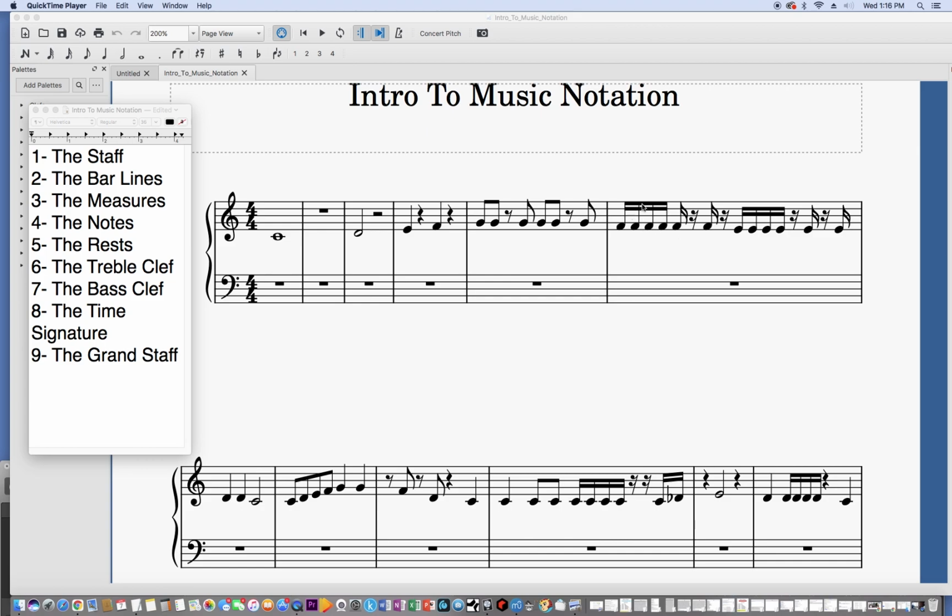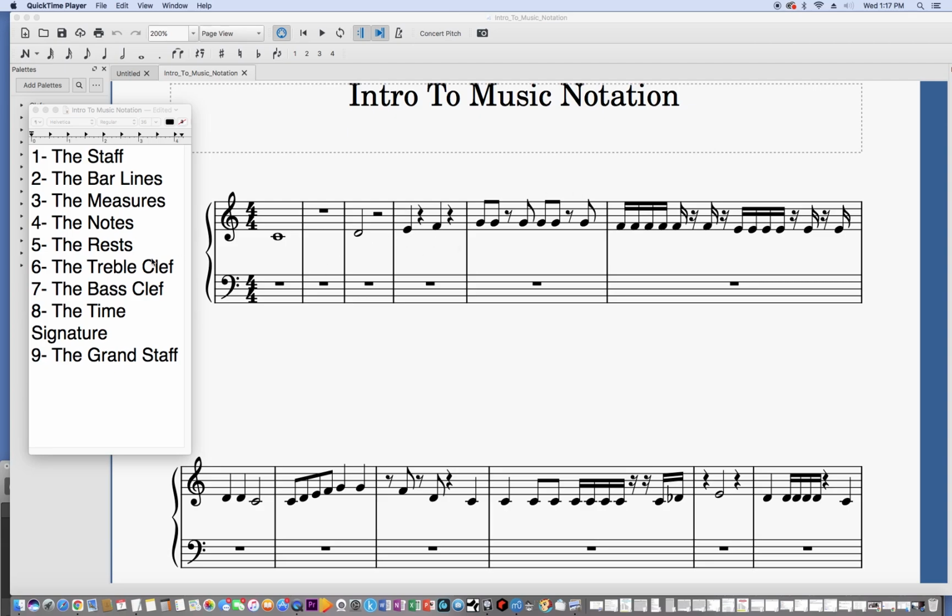And that indicates that these are 16th notes. And then you have the 16th rest, which has two flags, like a number 7 with two flags. And that tells you that this is a 16th rest. Okay?